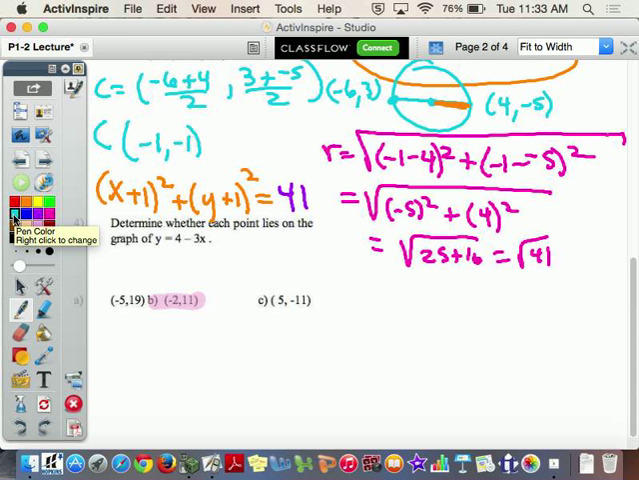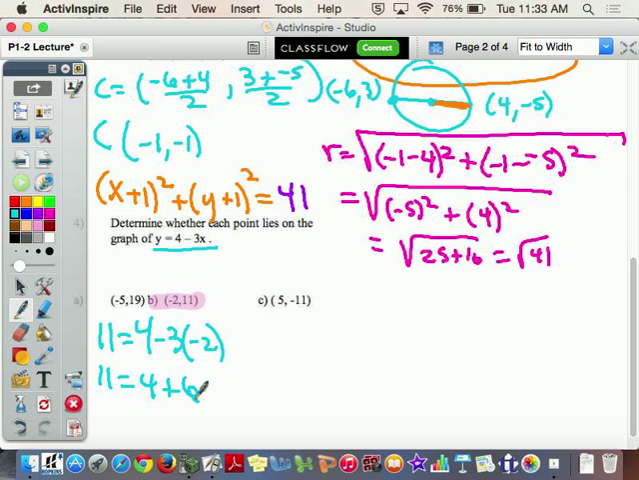So here, I'm looking at this equation, y equals 4 minus 3x. In part B, I plug in -2 for the x, 11 for the y, and see if it works. So does 11 equal 4 minus 3 times -2? Is that a yes, or is that a no? No. Because 11 would be equal to 4 plus 6, and that's a no. So the answer to the question is no.